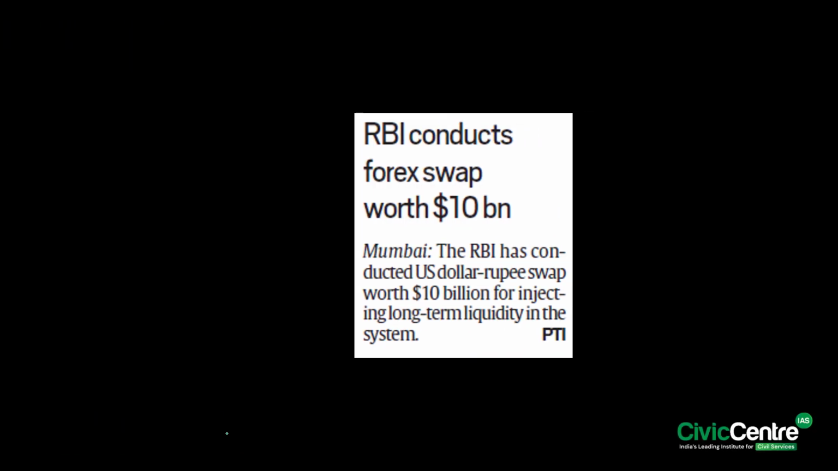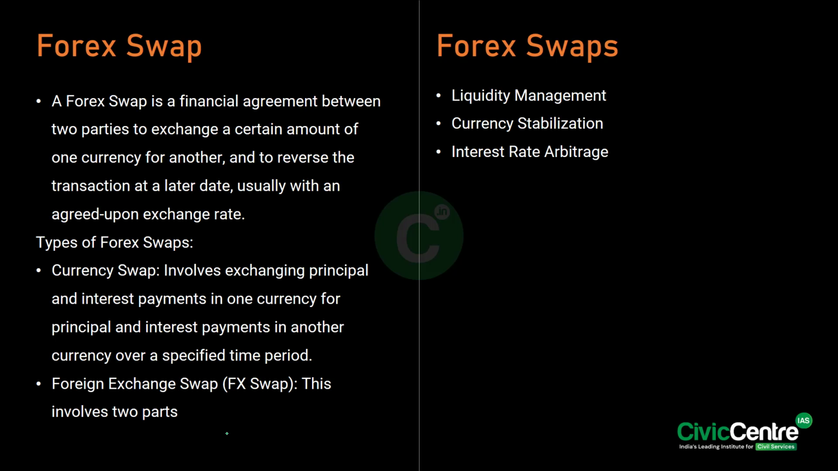Now, moving on to talk about the last article. So, the Reserve Bank of India's $10 billion 3-year dollar-rupee buy-sell swap auction on Monday to inject long-term liquidity into the system was oversubscribed 2.23 times. In this context, we'll talk about forex swap.